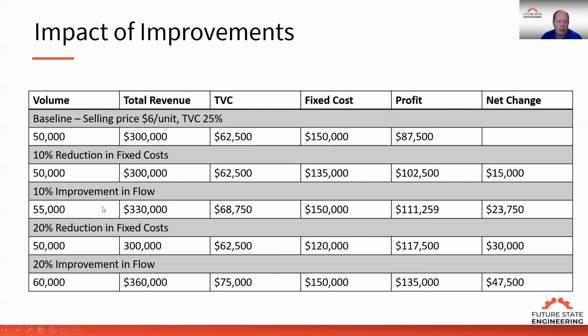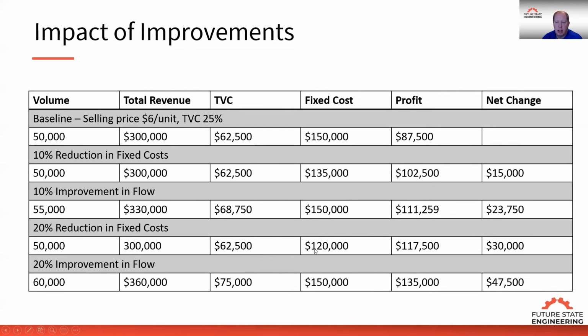What happens if we improve flow by 10% instead of reducing cost by 10%? You see our profit goes up at a much faster rate. Now I look at a 20% reduction in fixed costs. Again, that 30,000 goes right to the bottom line in terms of a net change. But what's a 20% improvement in flow? That goes to 47.5. So what this tells us is reduction in cost act in a linear manner, improvements in flow act in an exponential manner.